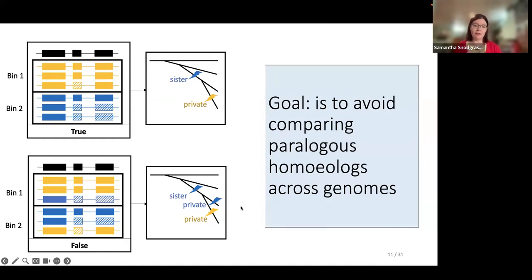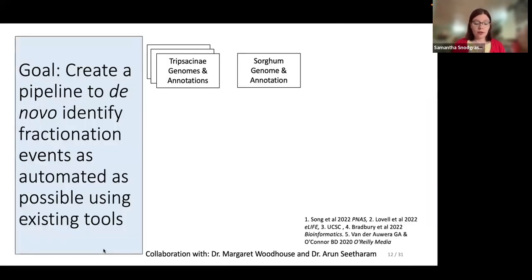And so this would mean that we have an increase in the number of private fractionation calls in this example, and would undermine our certainty in the timing of things. And so it's really key that we don't mix up the homologs across these bins in this method, which resulted in this very long and intensive process to identify these fractionation events without using previous classifications of subgenome identity in the Tripsacinae.